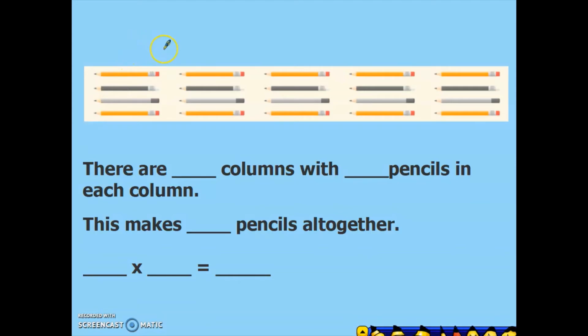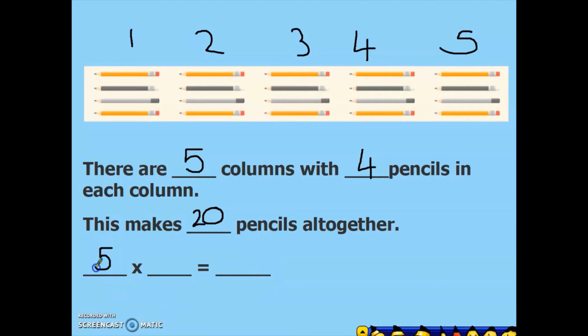Remembering that our columns go from top to bottom. So we've got 1, 2, 3, 4, 5 columns with 1, 2, 3, 4 pencils. Altogether, how many pencils have we got? We've got 20 pencils altogether. So our calculation would be 5 times 4 equals 20.